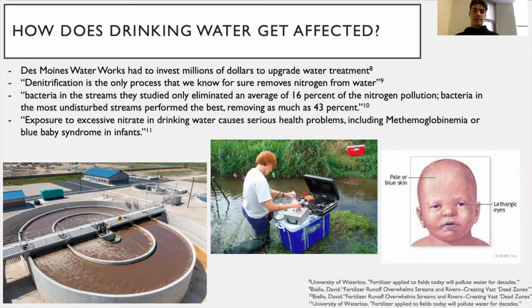Naturally, bacteria in the streams average elimination of 16% of the nitrogen. And in the best, most undisturbed streams, we see as much as 43%. 43%, that's still not great, as you can imagine, especially with the fact that drinking excessive nitrate causes serious health problems such as blue baby syndrome. It's a very bad syndrome and is potentially lethal. So we're wasting a lot of money and time trying to get rid of nitrogen in the waterways.